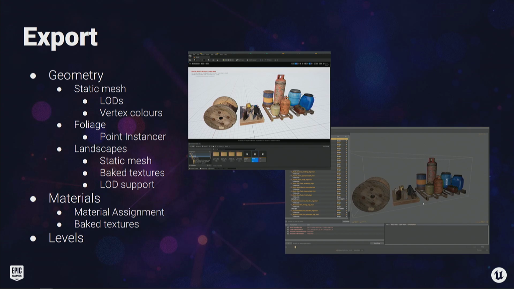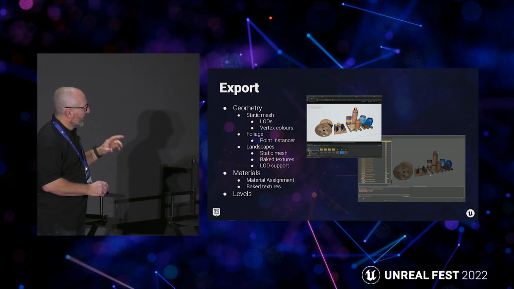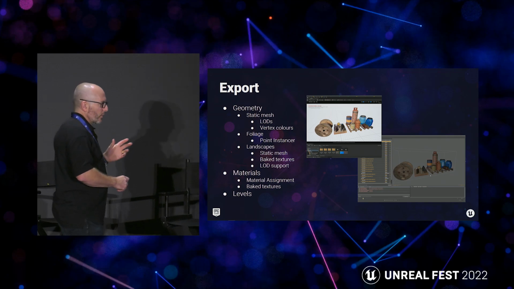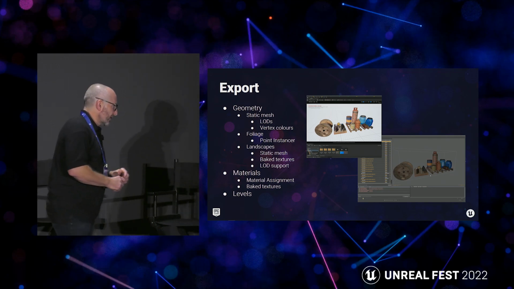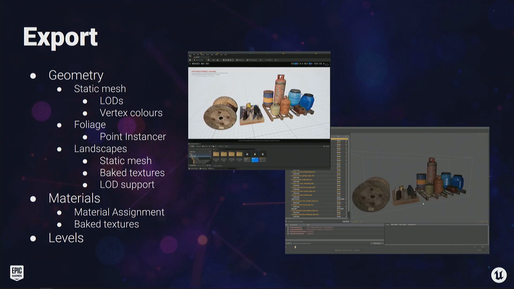Okay, so from an export standpoint, we're trying to support everything that you can export to USD. So being able to get out geometry, so static meshes, LODs, foliage, landscapes, materials, levels. With materials, it's more of a baking process, so we're not actually getting at materials yet. MaterialX is coming. There's support in USD 5.1 for MaterialX as an import, but not related to USD yet. So the USD functionality is still to be developed.